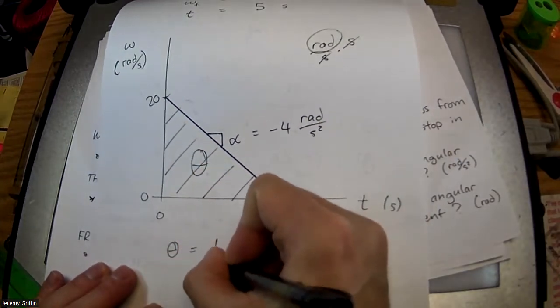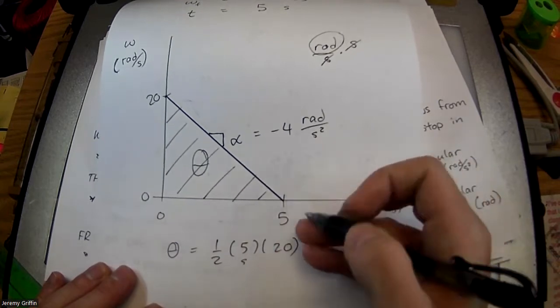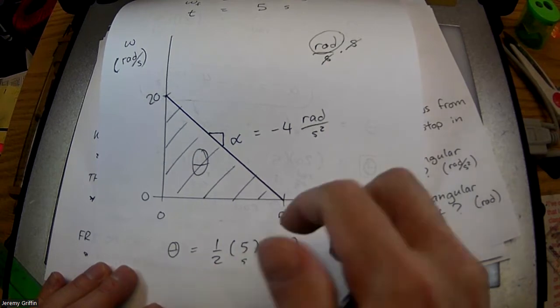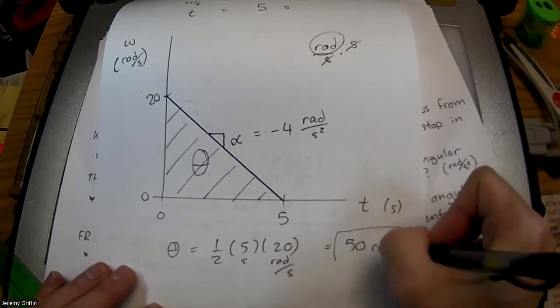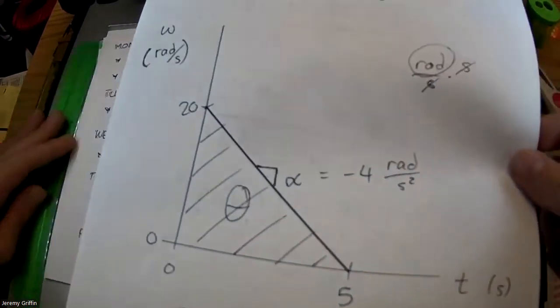Theta is 1/2 times the base of 5 seconds, times a height of 20 radians per second. Let's see, half of 20 is 10 times 5, that is 50 radians. Right, seconds cancels, you get radians. There you go. So there's a few different ways to do that.